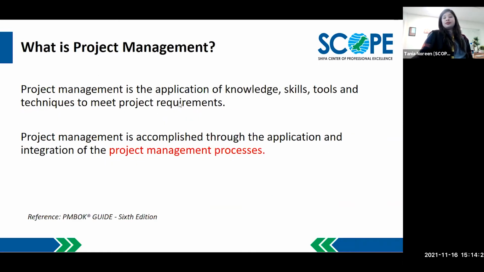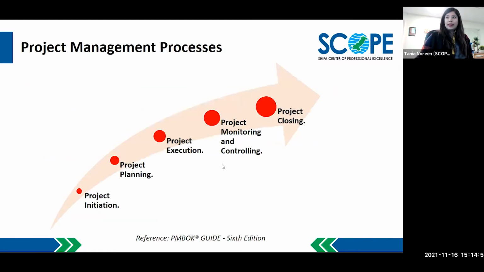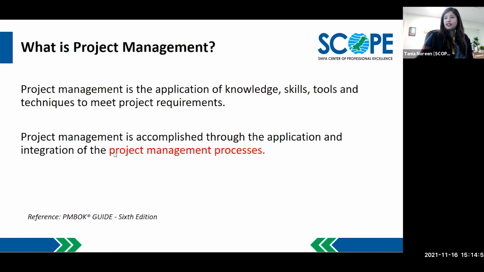Now, what is project management? As the PM book defines, project management is the application of knowledge, skills, tools, and techniques to meet project requirements. Project management is accomplished through the application or integration of project management processes. Project management as a whole has the guidelines for achieving projects. We will be studying those guidelines one by one in the upcoming hourly sessions.